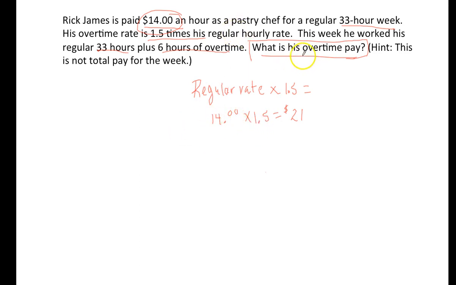Now we can use that to find his overtime pay. So we're going to take his overtime rate, I'm going to call it OT rate. We're going to multiply that by his number of overtime hours, and that will give us what we need. We know his overtime rate is $21. We just found that. We're going to multiply that by the number of overtime hours he worked, which they tell us is 6, and we'll have our answer. His overtime pay is $126.